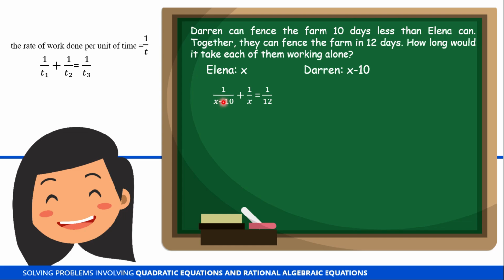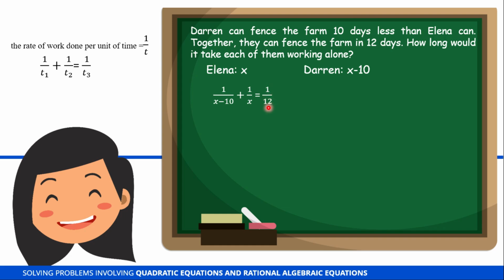Pwede namang magkabaliktad, pwedeng unahin yung kay Elena, pwedeng unahin yung kay Darren. So, dito nauna yung kay Darren. So, we have 1 over x minus 10. So, that is the time of Darren. Plus, 1 over yung time ni Elena, which is x. So, we have 1 over x is equal to 1 over 12.